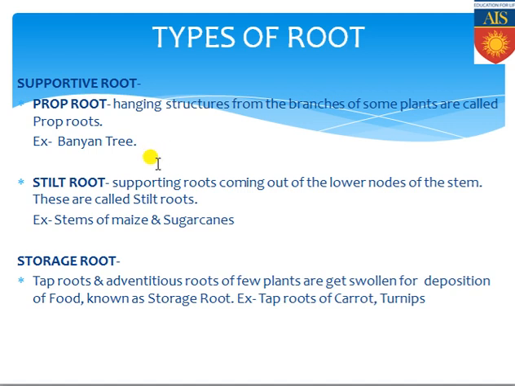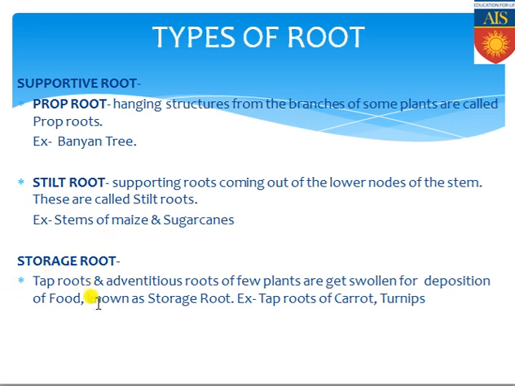If you go for the stilt root, you can understand that this is also a type of root which is coming out from the lower nodes of the stem, and these are commonly called stilt roots. Example, in case of maize, in case of sugarcane, you can see this kind of root, which is actually coming out from the lower nodes of the stem and distributed towards all directions, and they are helping the plant to stand erect.